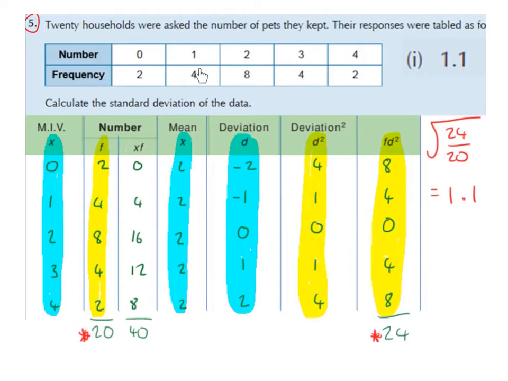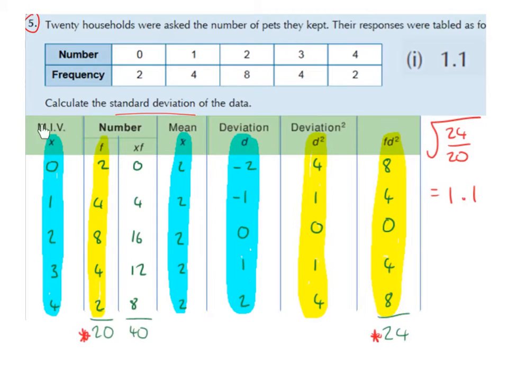So now we have another frequency table. So we have number of pets along the top row and frequency along the bottom row. So 2 households have 0 pets, 4 households have 1 pet, 8 households have 2 pets, 4 households have 3 pets, and 2 households have 4 pets. We want to find the standard deviation of the data.